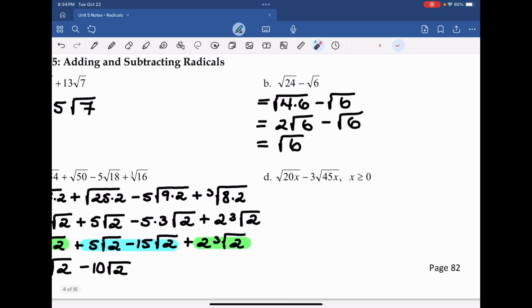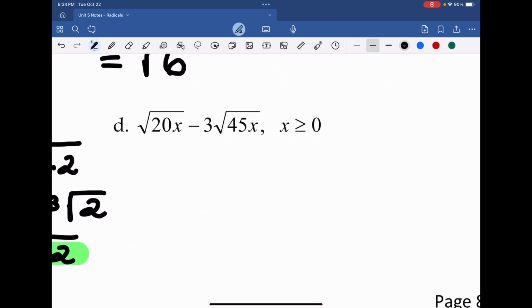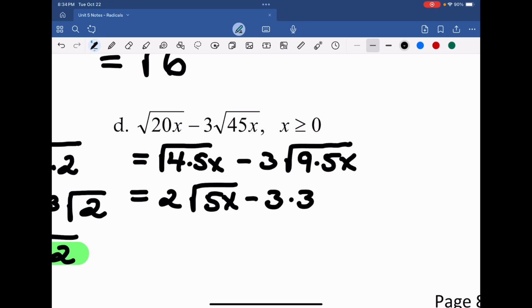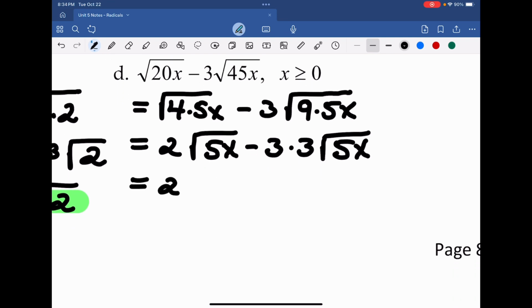Okay, now we go over to this one. It includes some variables. Don't sweat it, no problem. Very, very similar solution. We're going to split it up into a perfect square and an irrational number. This is going to make this 4 times 5x minus 3 times 45 can split into 9 and 5x. We're going to take out the square root. Square root of 4 is 2, leaving us with 5x minus 3 times 3, which is the square root of 9, times 5x. From here, we're going to then write this as 2 square root 5x minus 3 times 3, which is 9 square root 5x.